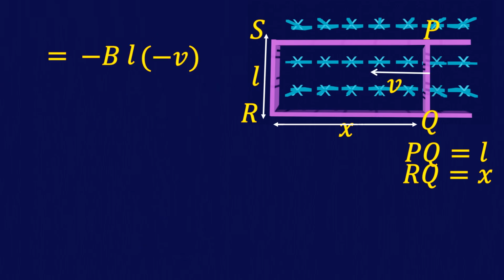Since x is changing with time, dx by dt is equal to minus v. So minus into minus, we get BLv. BLv is known as motional EMF.